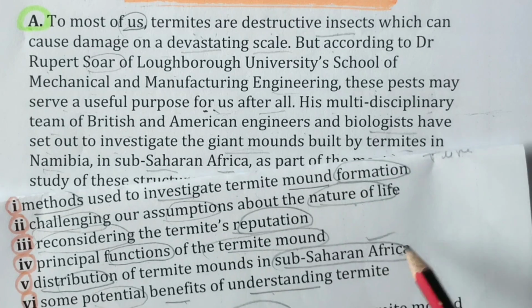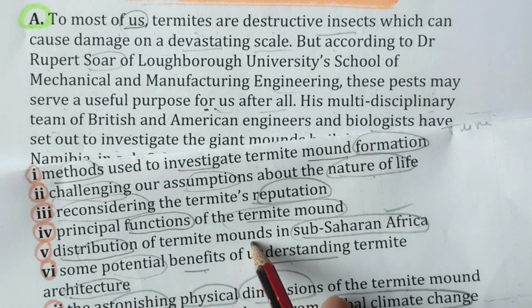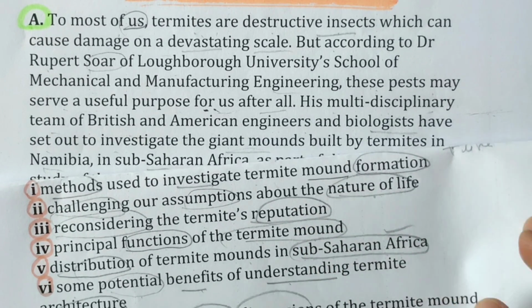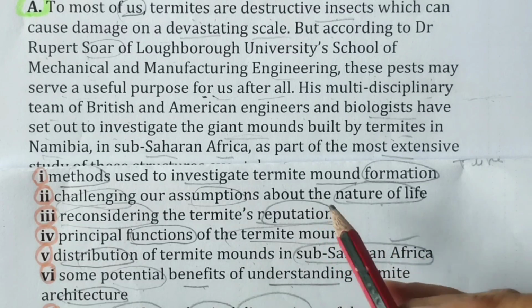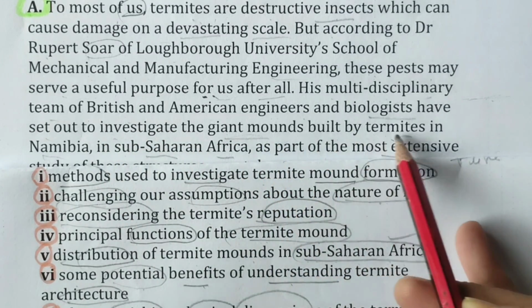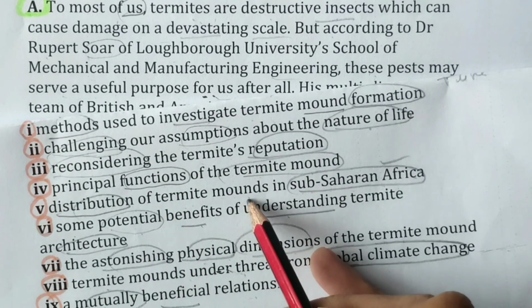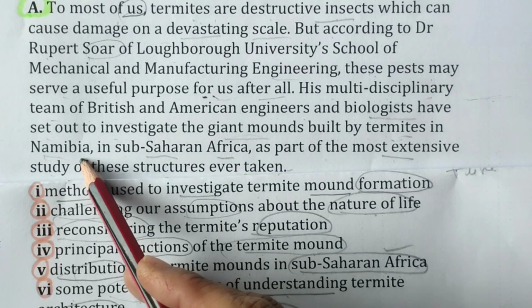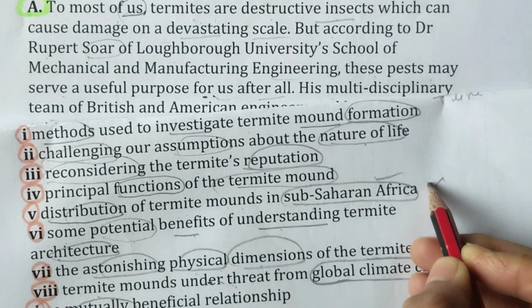Okay, now the sub-Saharan Africa words are also there. Distribution of termite mounds in sub-Saharan Africa. Is this really matching? We will try to match first, then we will eliminate. Mounds built by termites in Namibia. So here the heading says distribution of termite mounds in sub-Saharan Africa, but only the country Namibia is given. So I don't think it is matching. So I will cut it.